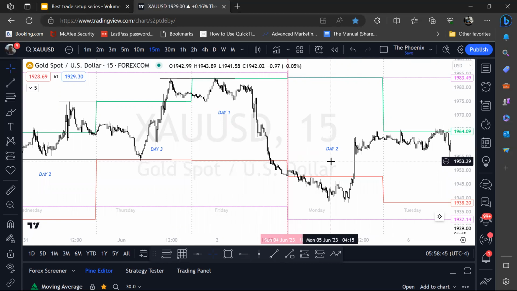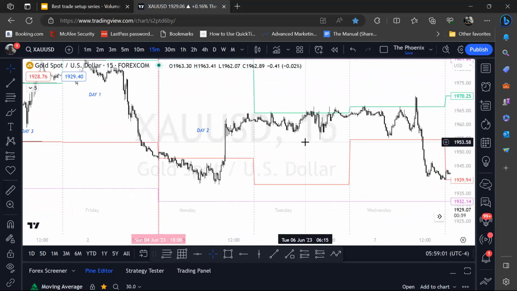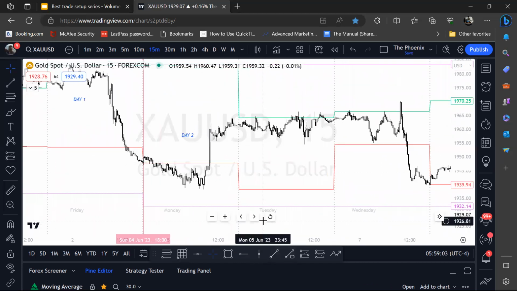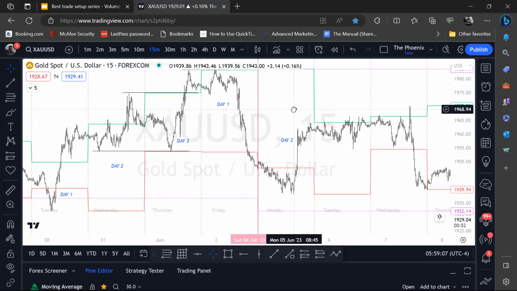So this is still day 2. And what we had was we got the shorts, which is the continuation coming out of this false break, continued into London, and then into New York, we had a reversal, basically. So this day 3, and then where are we now?